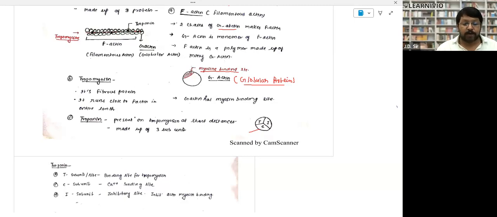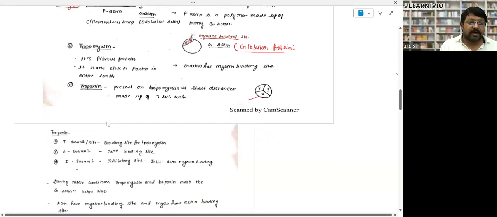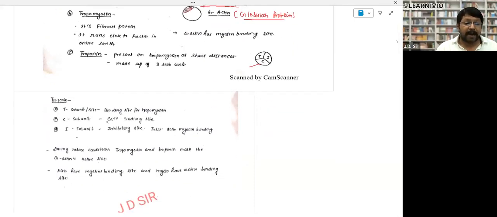It is made up of three subunits: T subunit, C subunit, and I subunit. T subunit is the binding site for tropomyosin. C subunit is the calcium binding site. And I subunit is the inhibitory site. It inhibits. This question has been asked: T site, C site, I site. Please note down the structure of troponin. You will get the question in previous set questions.